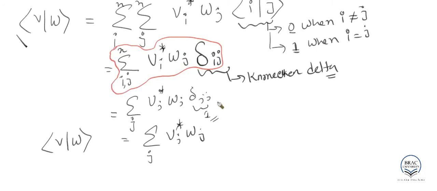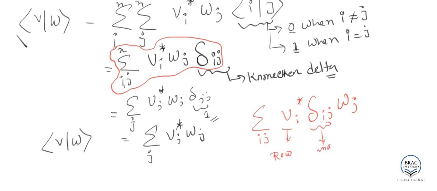This is similar to our matrix multiplication. Why am I saying that? Because if I write sum over i, j of vi star, and you put this delta in the middle, this is actually similar to a matrix multiplication. And if you think of it, this v star is like a row, this is a matrix, and this is your column.